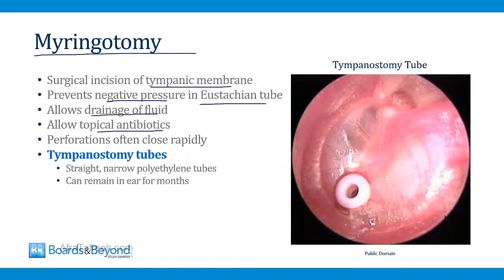Now, the problem with a myringotomy is that perforations in the tympanic membrane usually close rapidly. So for this reason, most children who have a myringotomy also have tympanostomy tubes placed. This is a picture of what one of these tubes looks like shown on the screen here. These are straight, narrow polymer tubes that can remain in the ear for several months and keep that opening between the outer and inner ear present. And this is done for children who have recurrent otitis media.